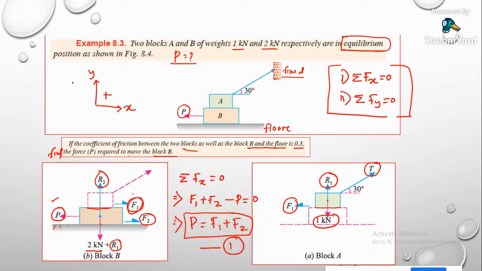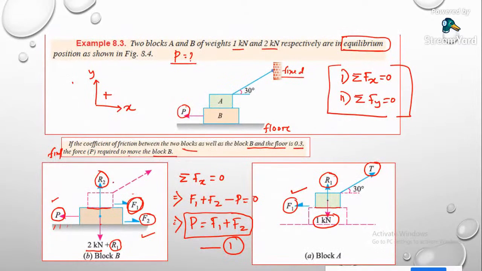If we can find F1 and F2, then our job is almost finished. F1 we can find from the block A free body diagram, and F2 we can find from the block B free body diagram. So what is F2? F2 will be equal to mu into R2. Now if you use the second static equilibrium equation, the net force in y direction will be equal to 0.